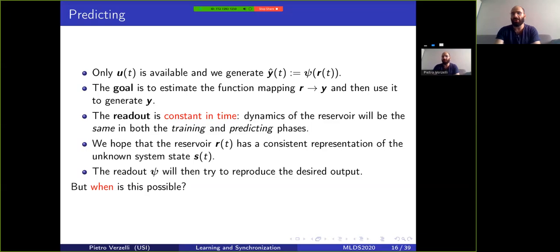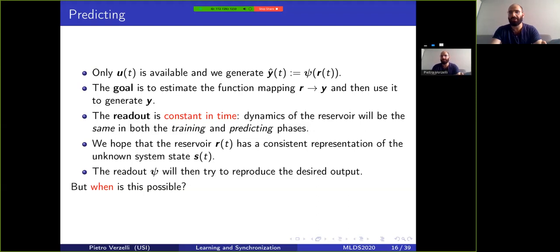But since U is the same in all the process, because after a certain point we stop having our Y's, but we still have U, this means that the dynamics will be the same in training and predicting phase, right? They must be the same because nothing has changed for the reservoir, which is just a dynamical system reading an input. And so what we hope is that it's the reservoir that has a consistent representation of the unknown system, S, meaning that there exists some kind of relationship between the reservoir and the true state of the system, which we have no information about apart from the signal U.